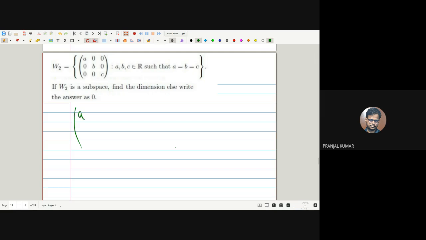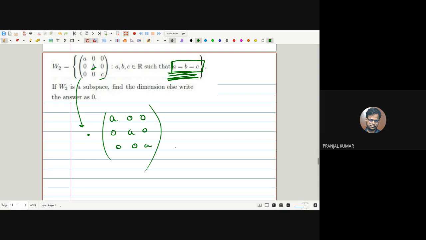Now see, A, B, C, 0, 0, 0. They have not given you any condition, any equation here. Oh, okay, they have given. Always pay attention to this: A is equal to B is equal to C. Now, when you have to write the general element, you have to replace every element because they are all equal. So you can write A, 0, 0, 0, A. Clear? You have to reduce as many elements as possible in the general element by using the condition given here.